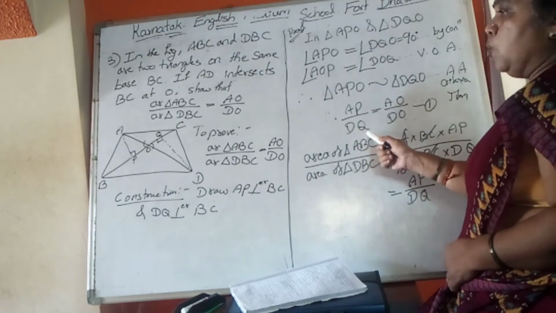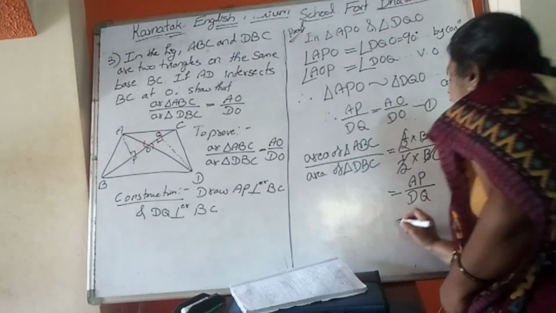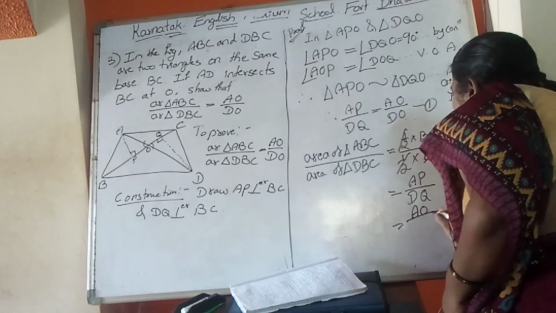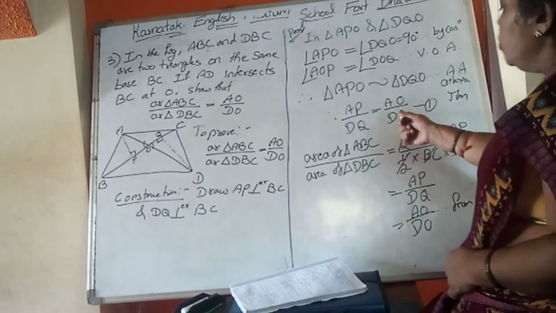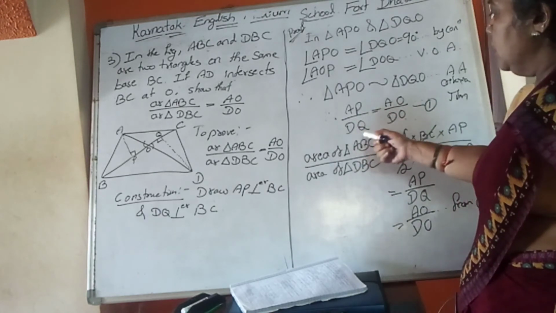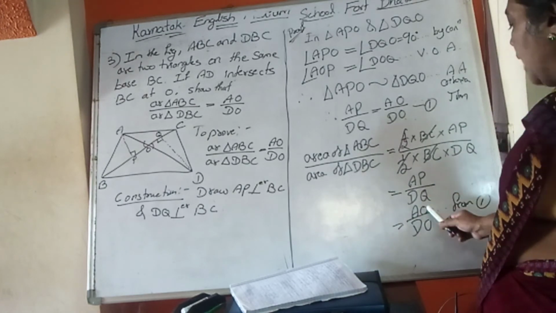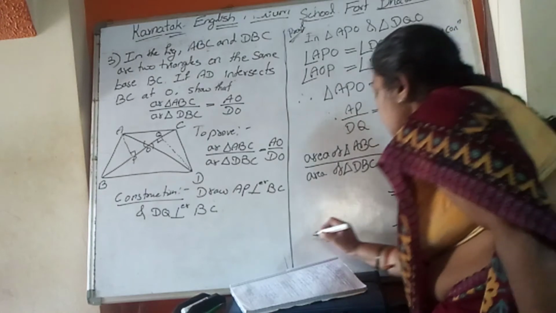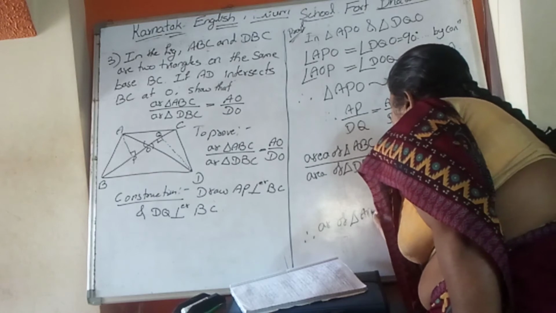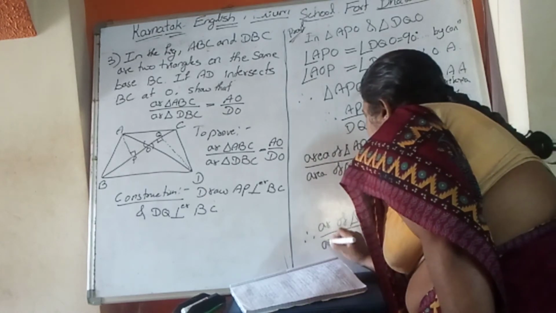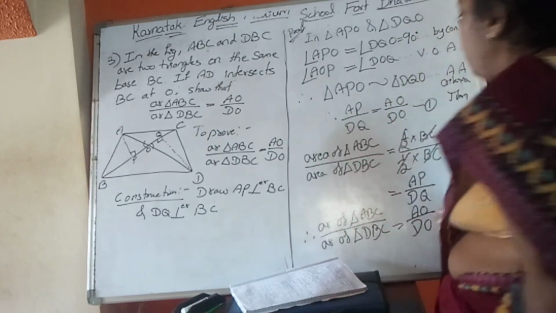AP upon DQ is equal to AO upon DO. You only proved this. From 1, you only proved here AP upon DQ is equal to AO upon DO. So instead of AP upon DQ, I wrote here AO upon DO. Hence, you proved now area of triangle ABC divided by area of triangle DBC equal to AO upon DO. You proved now?